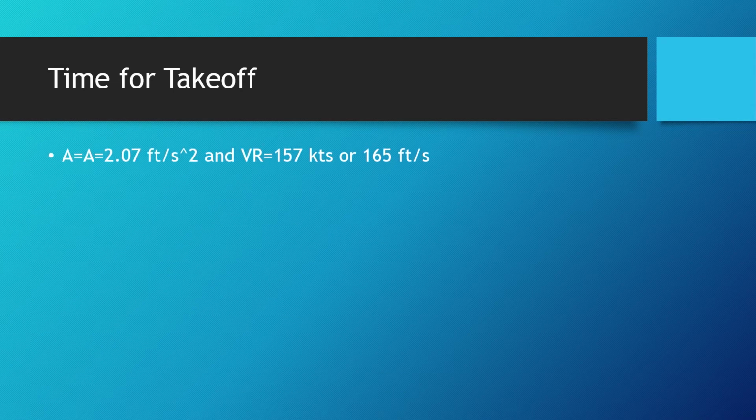All right, so now we're going to go ahead and calculate the time it takes the aircraft to take off, so from start to rotation speed. Now rotation speed, like we talked about in the beginning, VR, is 157 knots, and if you convert that to feet per second for our calculation, it ends up being about 165 feet per second. And then we're also going to take the acceleration rate that we calculated in the last slide, that 2.07 feet per second squared. To calculate this, we're just going to divide 165 feet per second by the 2.07 feet per second squared, and that comes out to about 79.7 seconds.